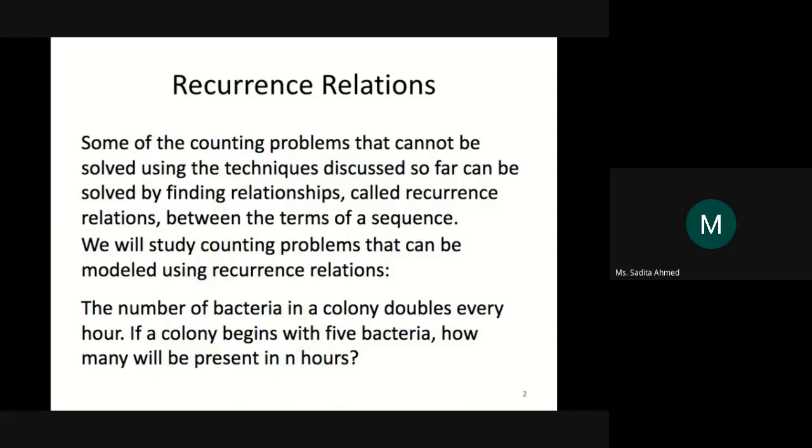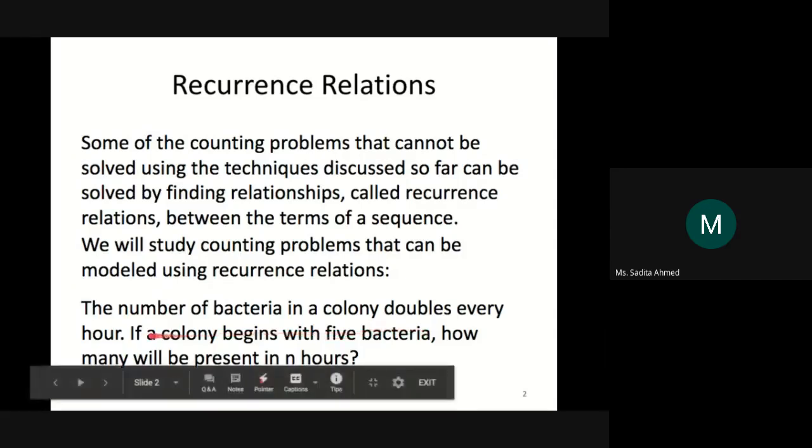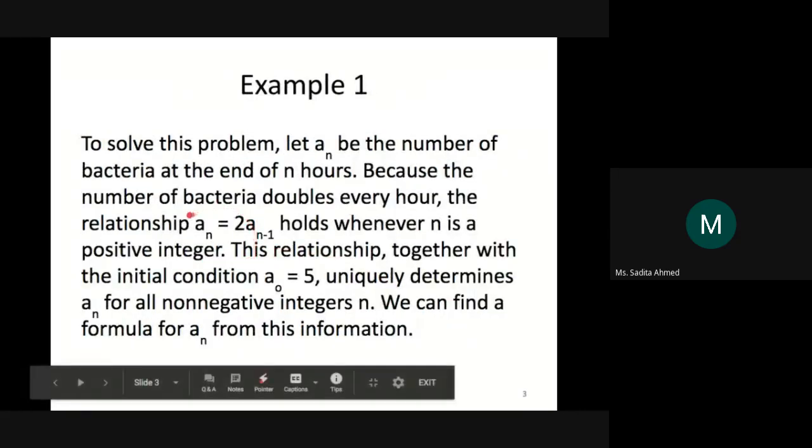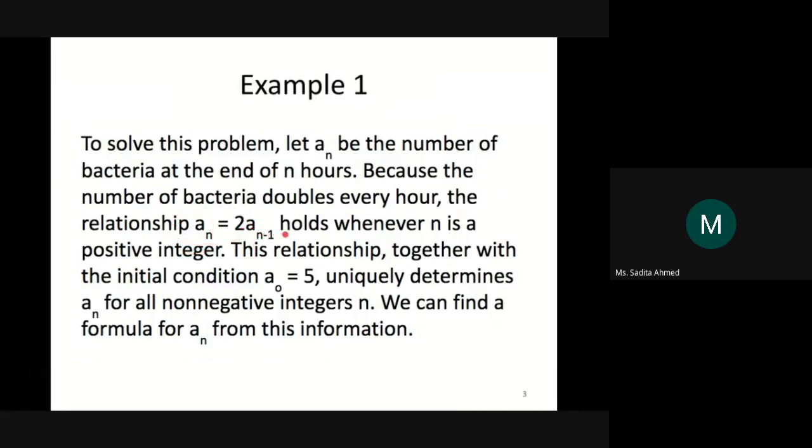As simple as that. At the end of every hour, it doubles, right? At the end of each hour it doubles. If we know the total count of bacteria at the end of n minus 1 hours, then what is n hour? One hour after that, the total count after n minus 1 will just simply double. So basically your recurrence relation is an equals 2 multiplied with an minus 1. As simple as that. That's correct. Right? This is the recurrence relation. Simply as simple as that.